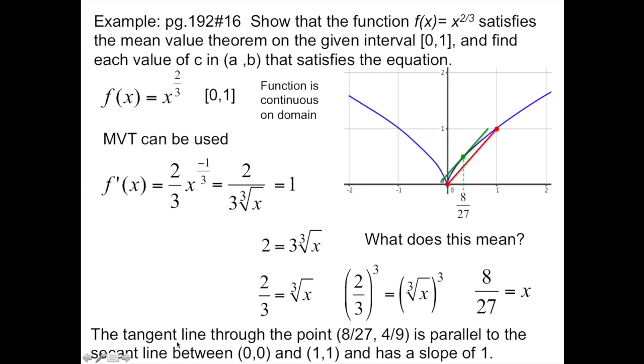And so that's kind of a summary of what I just said. The tangent line through the point at 8/27 is parallel to the secant line between (0, 0) and (1, 1). They both have a slope of 1.